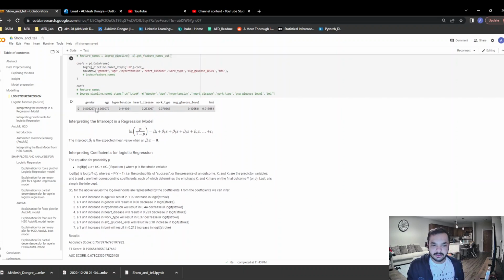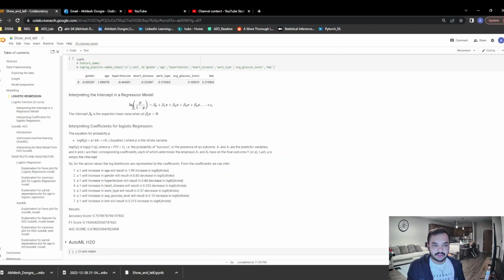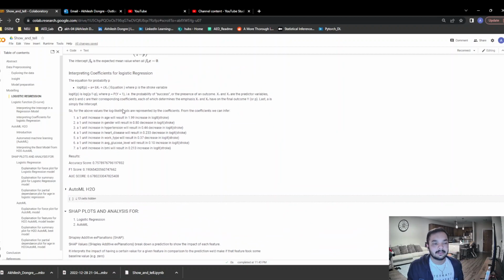These are the coefficients which we see from the results. Now let's see how we interpret these results. As you know, the equation was log odds of a certain event, and these are the coefficients of different features. This beta naught is, let's say, the intercept. Age would be 1.99 times whatever the age is. Hypertension would be, let's say, beta 2. So this is the equation. And now how do we interpret them?